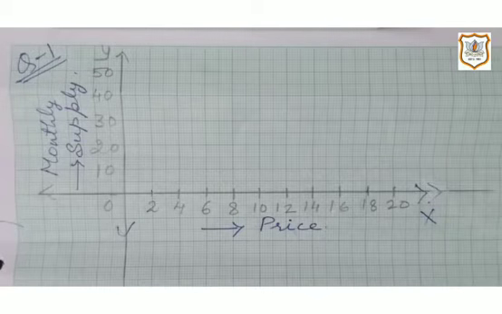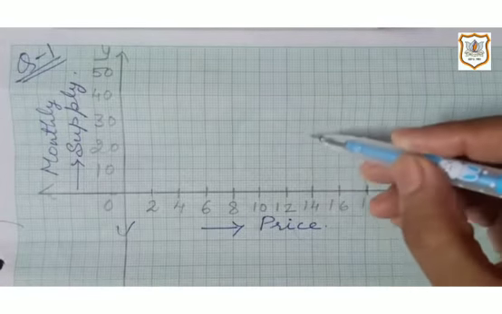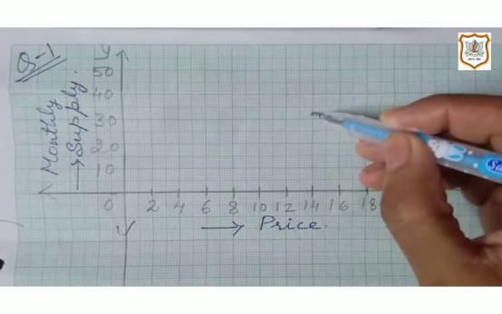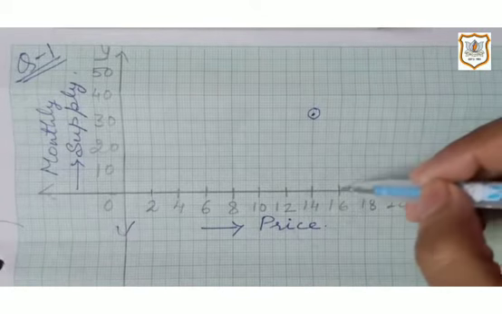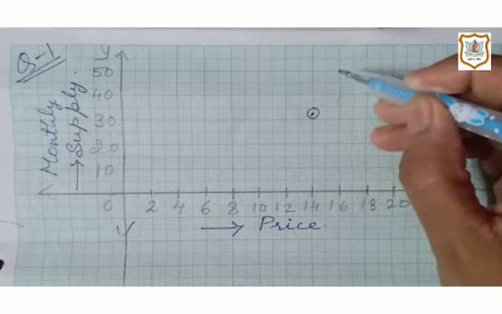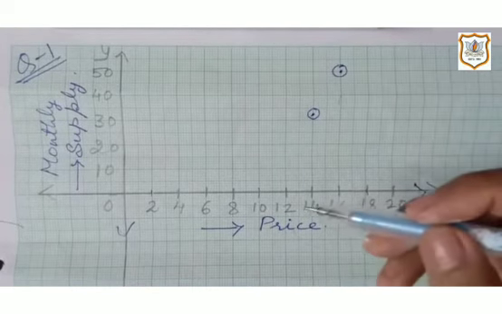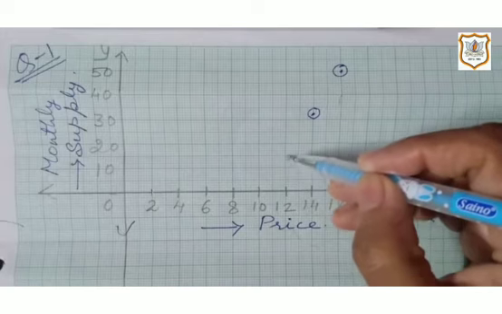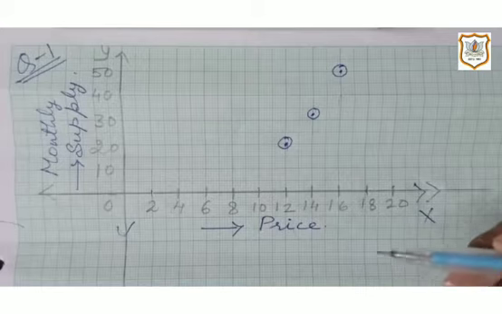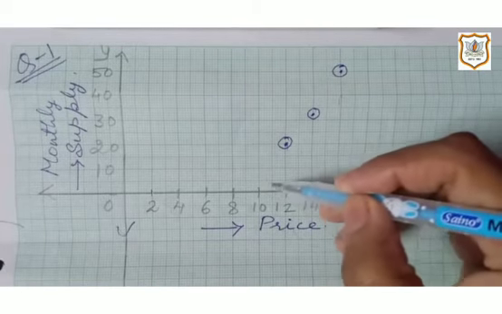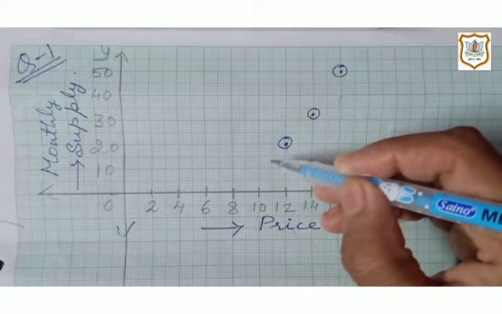Now see, in this question the values of price and monthly supply are given to us. So let us plot these points. The first point is 14 and 32. So 14 and 32 will be over here. Second point is 16 and 50. So this is 16 and this is the point 50. Third point is 12 and 20. So this is 12 and this point is 20. Next one is 11 and 12. So this is 11 and the value of 12 will be over here.